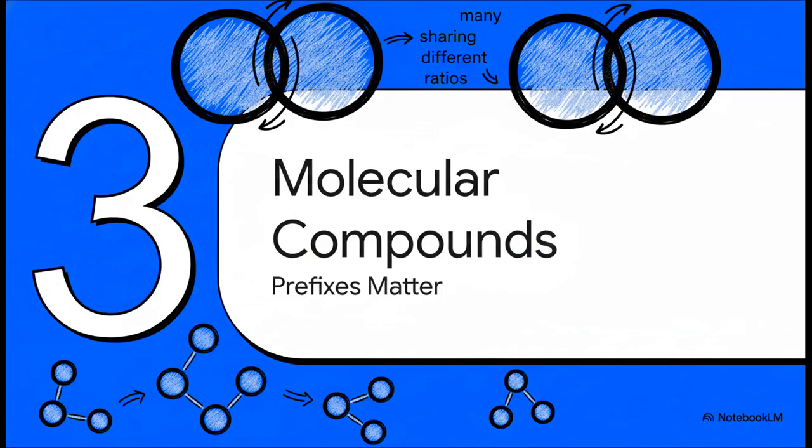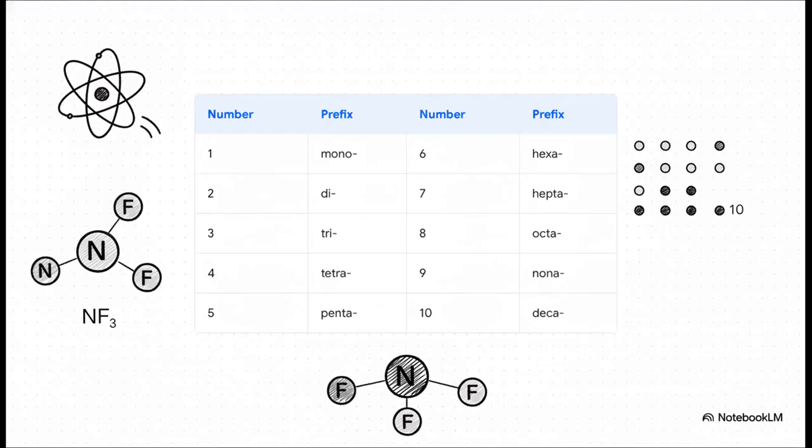Okay, Section 3, molecular compounds and prefixes. Now, because covalent bonding allows for a ton of variation, the names must explicitly tell us how many atoms of each element are actually in the molecule. So the crucial point here is this. If you are dealing with binary molecular compounds, then you use exact Greek prefixes to specify the number of atoms. It's mono for 1, di for 2, tri for 3, tetra for 4, all the way up to deca for 10. So if you have a compound with 1 nitrogen and 3 fluorines, it's nitrogen trifluoride.